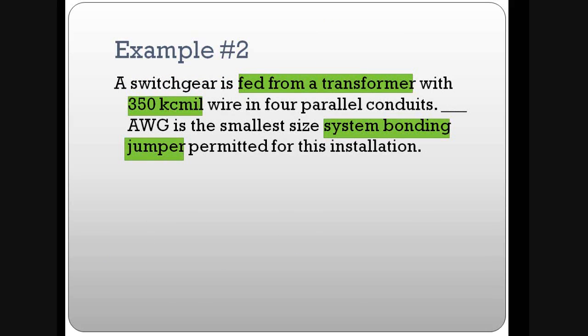So at this one, we just have a problem that is stated: a switchgear is fed from a transformer with a 350 kcmil wire and 4 parallel conduits. The smallest size system bonding jumper. So I've highlighted the key words here. So, fed from a transformer. We're going to assume that that's a non-service, that it's a separately derived system. We've got the size, and we're looking for the size of the system bonding jumper.